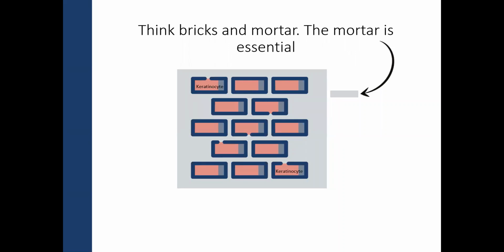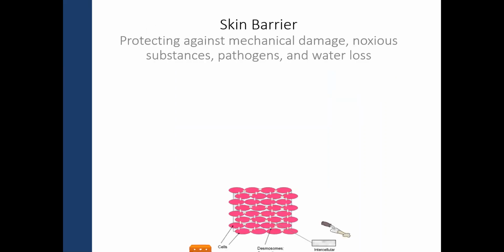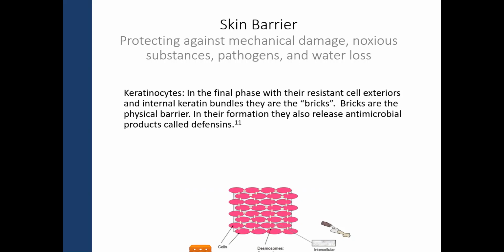The mortar is essential. In the skin, the mortar is an important layer of long-chain fatty acids, ceramides, special lipid molecules, and cholesterol. The skin barrier protects against mechanical damage, noxious substances, pathogens, and water loss. In the final phase with their resistant cell exteriors and internal keratin bundles, they are the bricks. Bricks are the physical barrier. In their formation, they also release antimicrobial products called defensins.